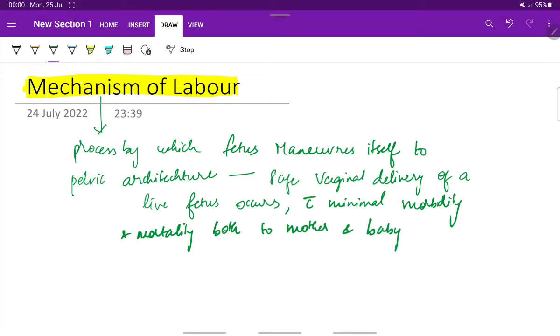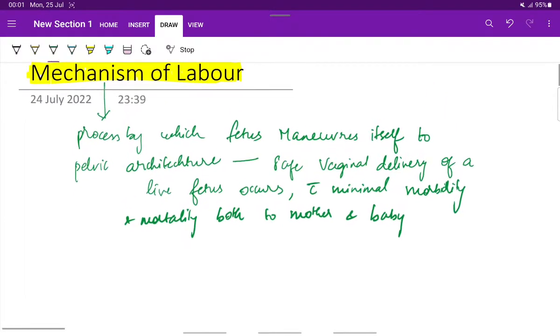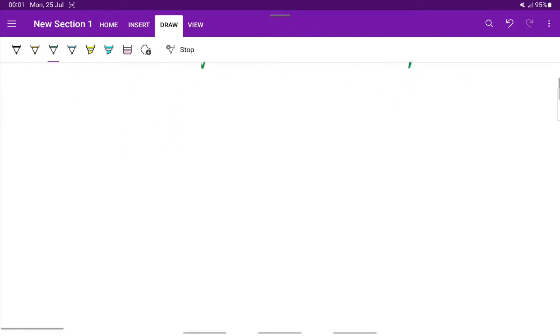So the mechanism of labor is nothing but a process by which the fetus maneuvers itself through the pelvic architecture so that a safe vaginal delivery is possible. The outcome should be a live fetus and there should be minimal morbidity and mortality to both the mother and the child. So this is the definition of the mechanism of labor.